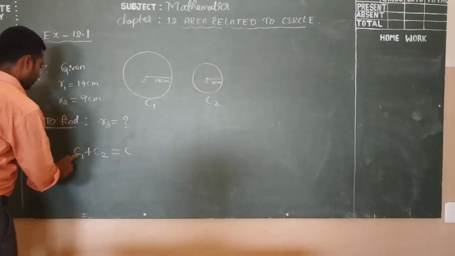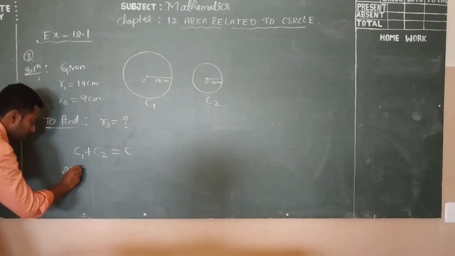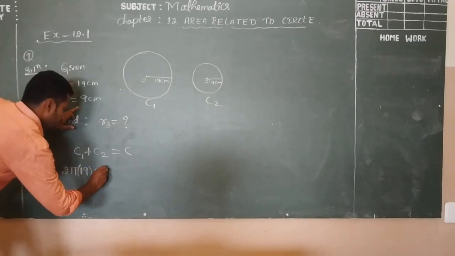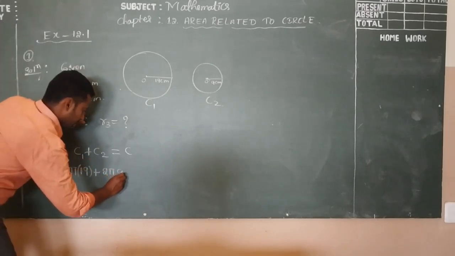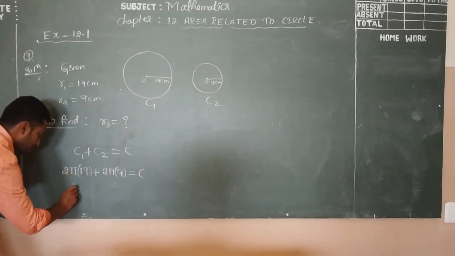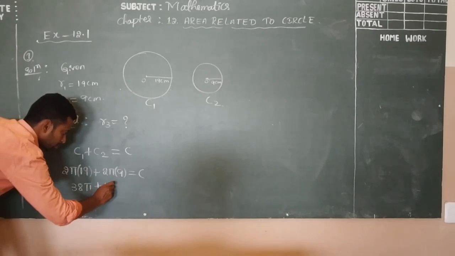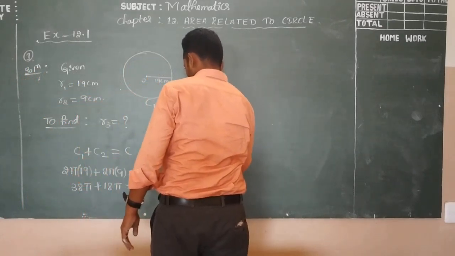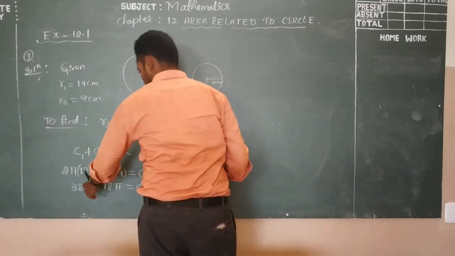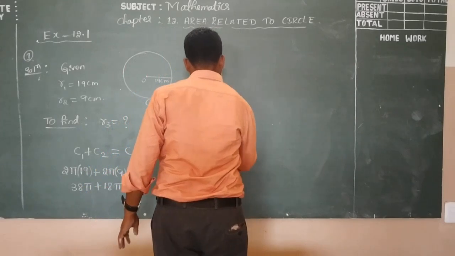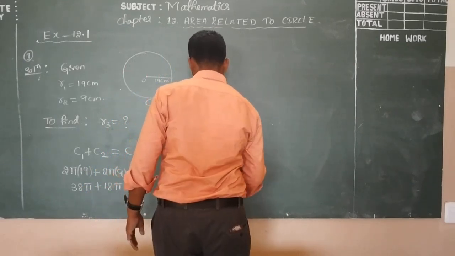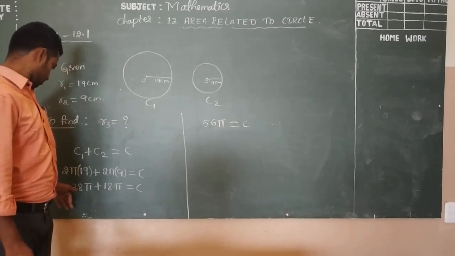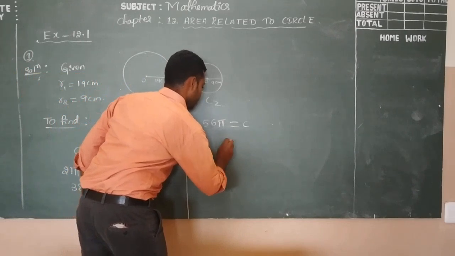C1 is nothing but 2 pi R1, where R1 is 19 centimeter, plus C2, 2 pi R2, where the radius is 9 centimeter, equal to C. So 2 times 19 is 38 pi plus 18 pi equal to C. By adding 38 pi plus 18 pi, you get 56 pi equal to C.